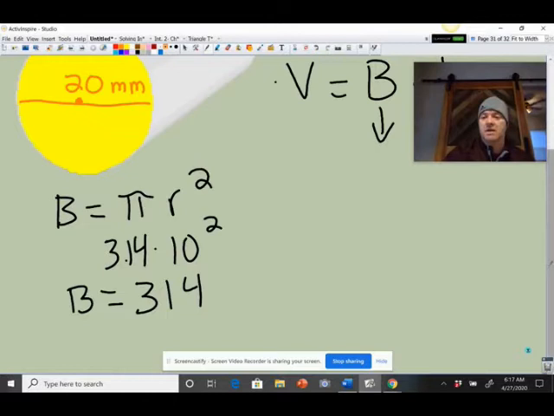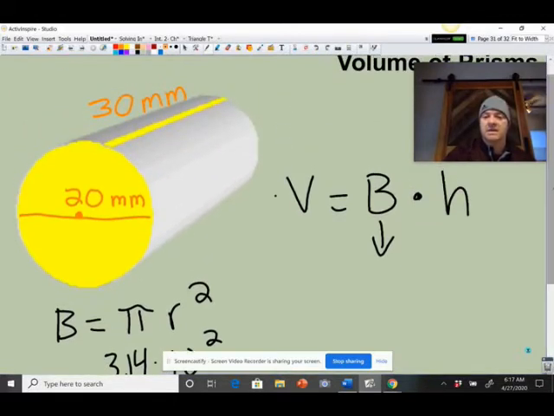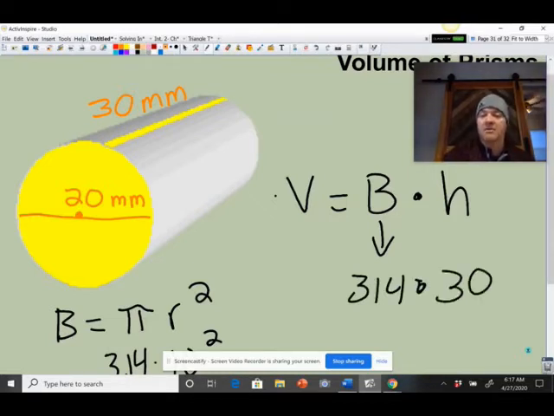So I'm going to come back up here and plug this in. Area of the base is going to be 314 times the height of the prism, which is going to be 30. Actually, this yellow line shows the height of that cylinder.